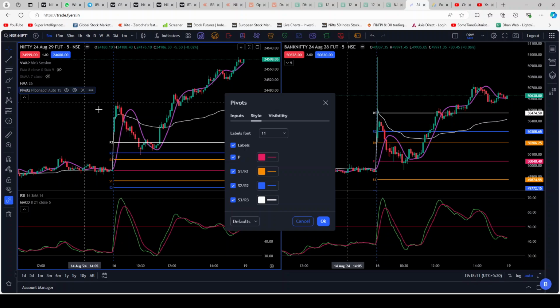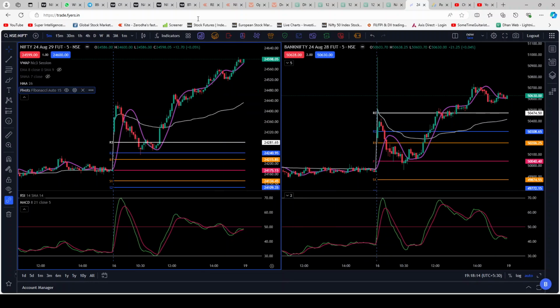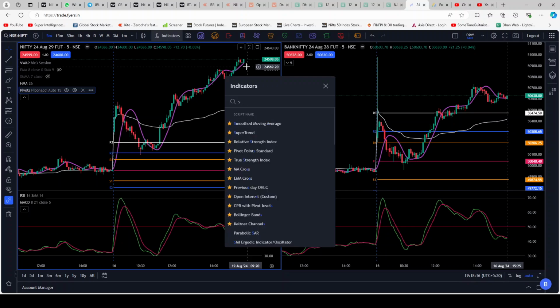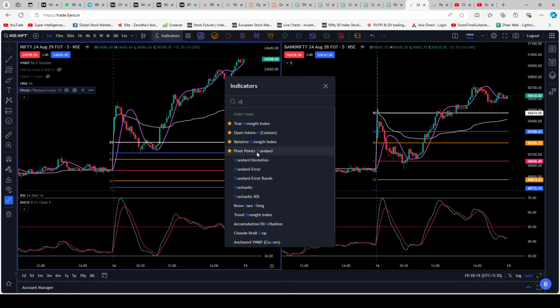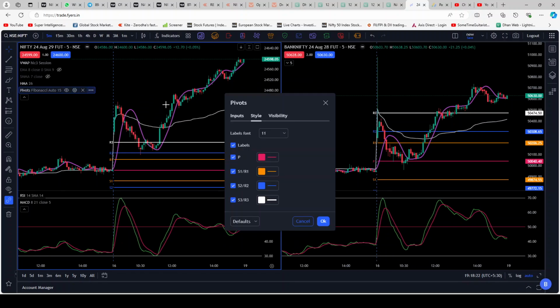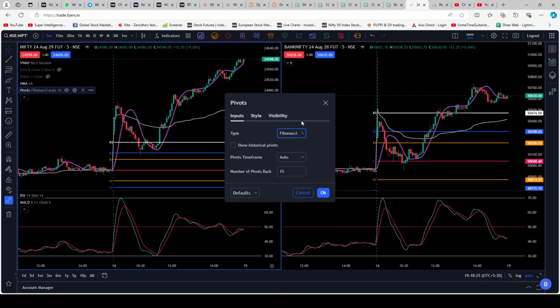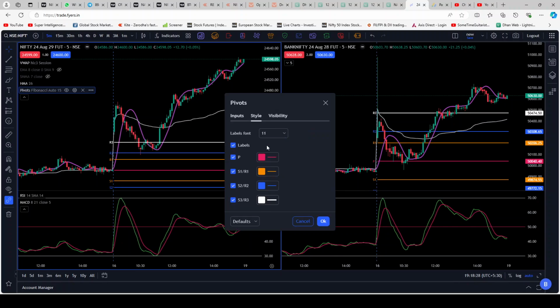The next is Fibonacci pivots. What you've got to type is pivot point standard. Once you select that, you will get a couple of options over here. Choose Fibonacci. Other things, just let them be at default. When you're using Fibonacci, it only shows through S3 and R3. There is traditional or classic, I don't know which ones, that show till S4 and R4 and S5 and R5. But Fibonacci in the platforms that I'm using generally shows till S3 only.